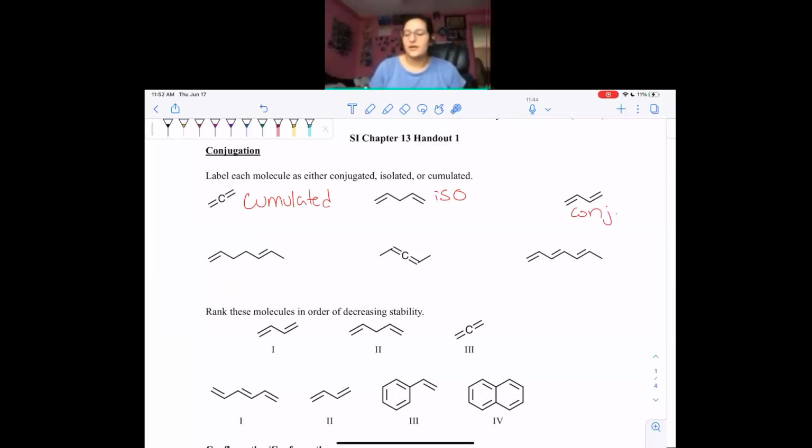Alrighty, so a little bit harder this time. What do we think about this one? Isolated, I agree. Okay, what do we think about this one? Accumulated. Awesome. And what do we think about this last one right here? Conjugated. Perfect. You are already masters at conjugation. Give yourself a round of applause. Woo!